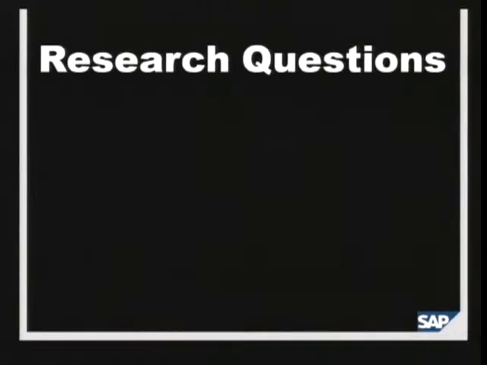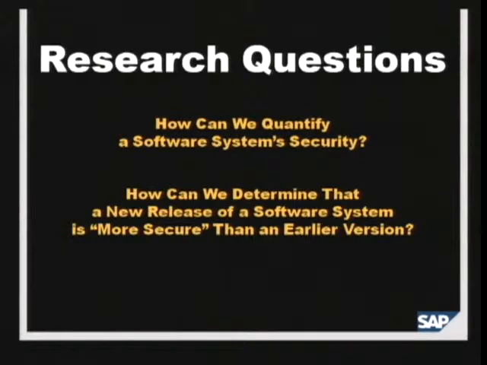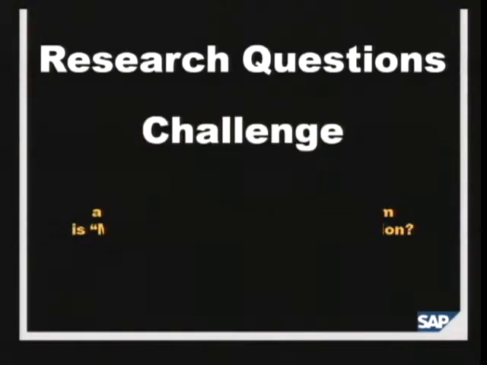So we started working on this project because we had some interesting, challenging questions almost 2 years ago. The first question was, how can we quantify a software system's security? And I think it's a difficult question, right? Another related question was, how can we determine that one release of a software system is more secure than an earlier version? How do you know that? So it's difficult, yeah. That's why we decided to work on this.